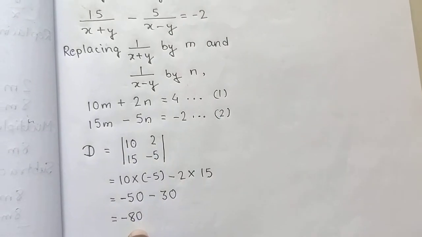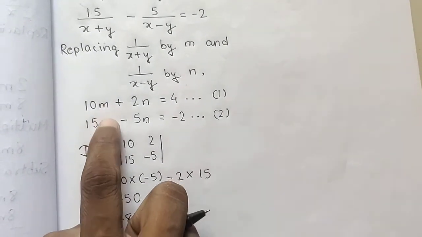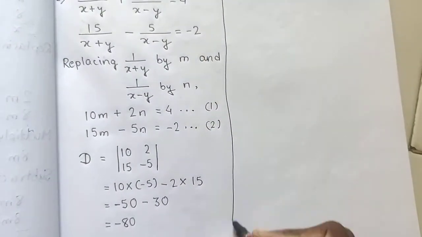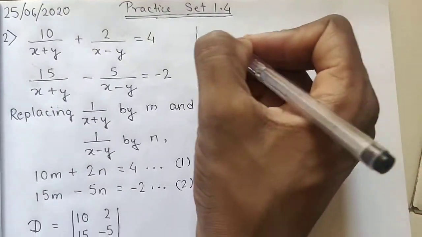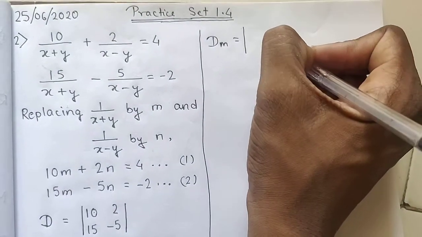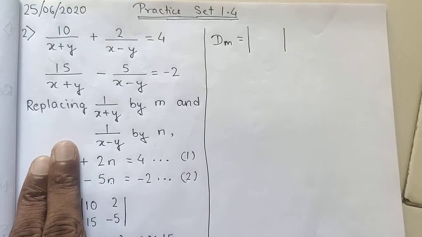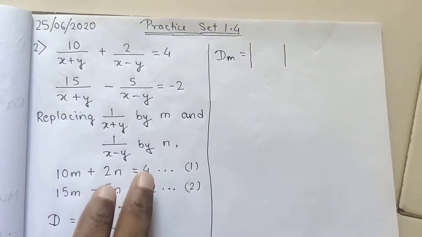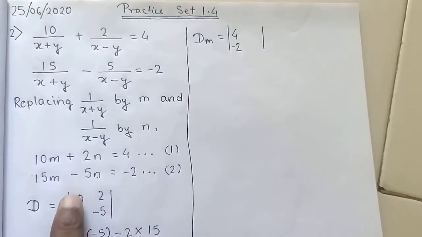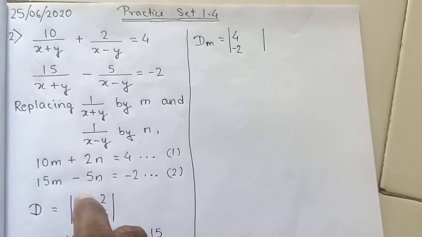Now we are going to find the second determinant, that will be Dm, because your variable is m. Let us find Dm. How to find Dm? For Dm, don't write the coefficient of m. Instead of writing the coefficient of m, we are going to write the final answers, that is 4, minus 2. So first we write 4, minus 2 in place of the coefficient of m, and then the coefficient of n, that is 2, minus 5.